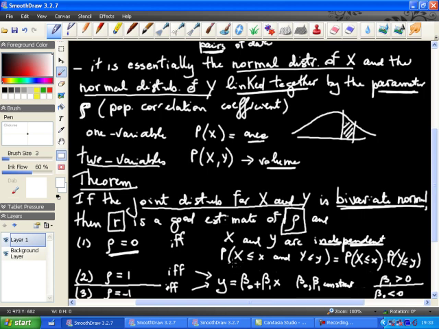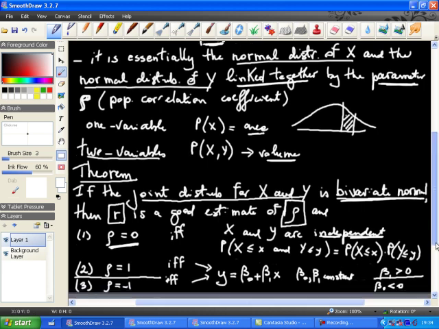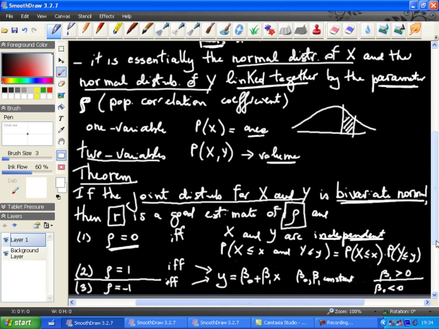And so the probability that x is less than or equal to x and y is less than or equal to y is equal to the product of the two probabilities by the multiplication rule for independent variables: probability that x is less than or equal to x times probability that y is less than or equal to y. And then we have the two extreme cases, when rho is equal to 1 and when rho is equal to minus 1. Rho equal to 1 means perfect positive correlation.